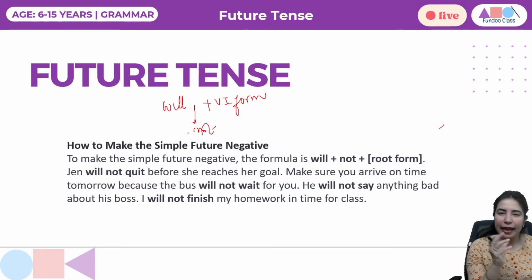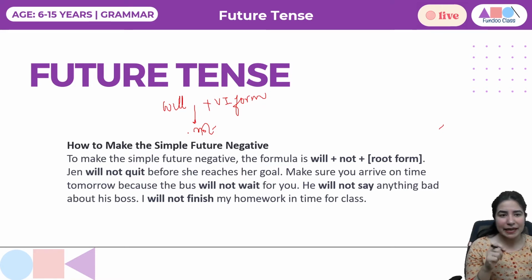Between will and verb first form, you can put not to make the sentence negative, right? So this is how you can quickly read the sentences. We have made some sentences. He will not say anything bad about his boss, and I will not finish my homework in time for class. Why are we making these sentences, right? Little sad. But I hope the idea is clear to you. I hope the usage is clear to you.